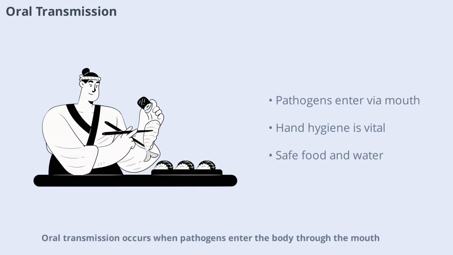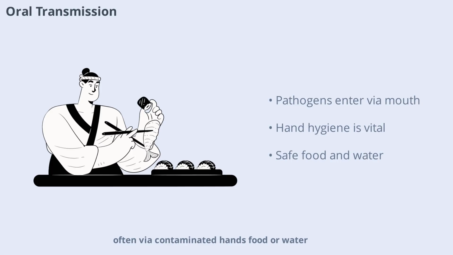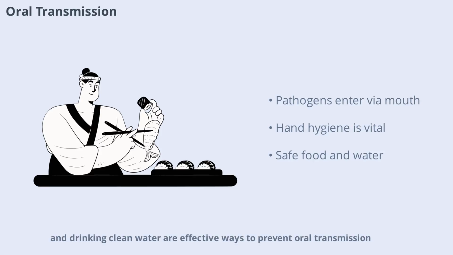Oral transmission occurs when pathogens enter the body through the mouth, often via contaminated hands, food, or water. This route is common for gastrointestinal infections. Practicing good hand hygiene, safe food handling, and drinking clean water are effective ways to prevent oral transmission.